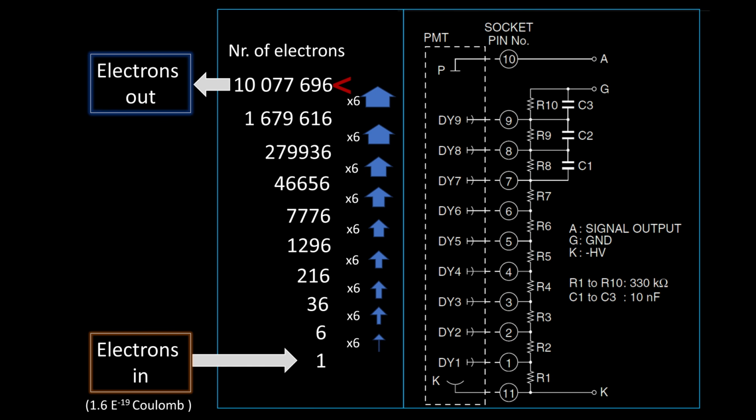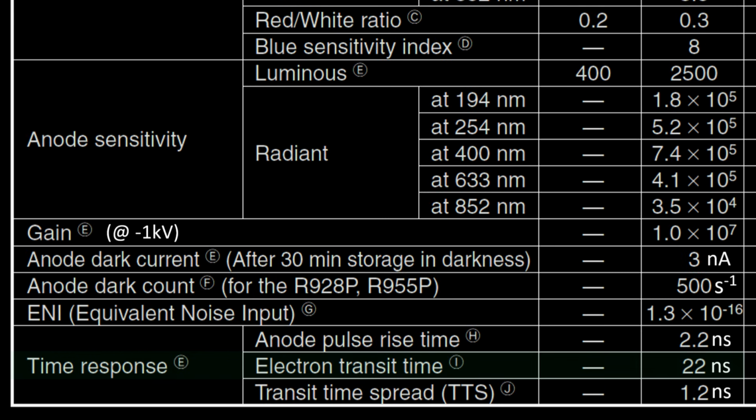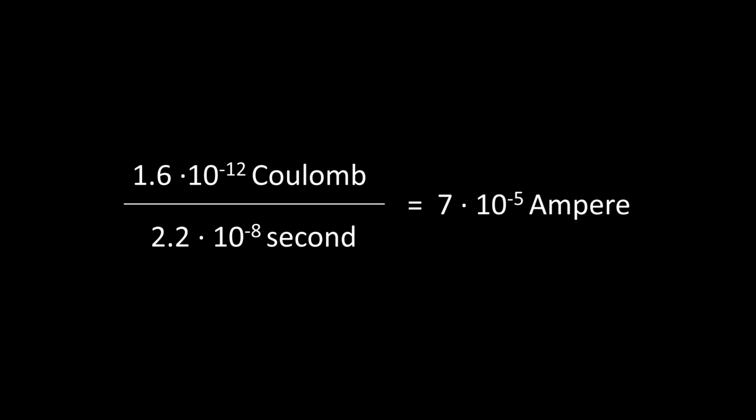Now 10 million electrons sounds like quite a lot, but it's actually still a very modest amount of charge, since it's only equivalent to 1.6 times 10 to the minus 12 coulomb. Still, it can be measured quite easily using an oscilloscope, mainly because this charge is released in a very short time interval. The datasheet shows that the total transit time of the electron avalanche through the photomultiplier is 22 nanoseconds, meaning that the whole amplification process is over pretty quickly. And if we look at the current during these 22 nanoseconds based on a charge of 10 million electrons, it averages around 70 microamps. And this is a value that we can measure fairly easily.